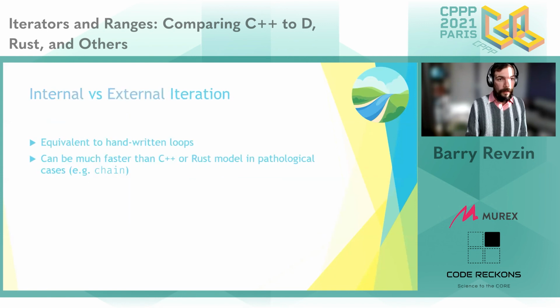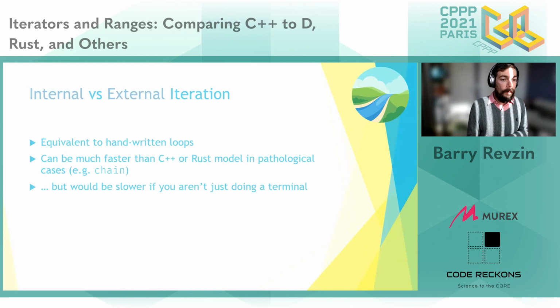So ultimately, the comparison between internal and external iteration kind of boils down to what you want to do with them. So in the best case, if we are going to be consuming the entire pipeline or up to a certain point, internal iteration can generate code that's equivalent to handwritten loops or very close to it with very little overhead, which is pretty compelling. And depending on the choice of algorithms, they can be much faster than C++ or Rust in pathological cases. So in some benchmarks that I've tried to run, an example that does chain and a few other things can be 3, 4, or 5 times faster than the C++ model. Of course, this is the worst case.